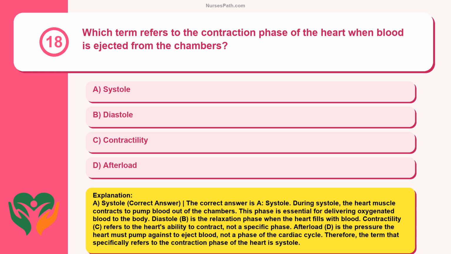Diastole, B, is the relaxation phase when the heart fills with blood. Contractility, C, refers to the heart's ability to contract, not a specific phase. Afterload, D, is the pressure the heart must pump against to eject blood, not a phase of the cardiac cycle. Therefore, the term that specifically refers to the contraction phase of the heart is systole.